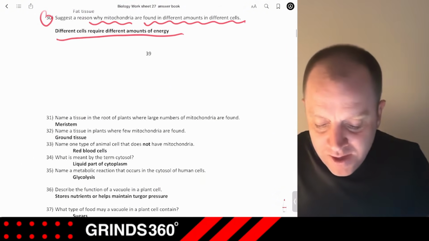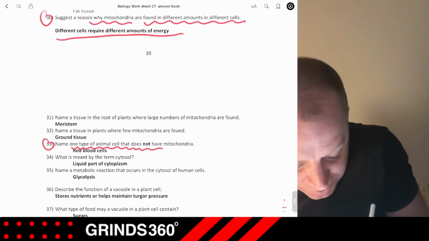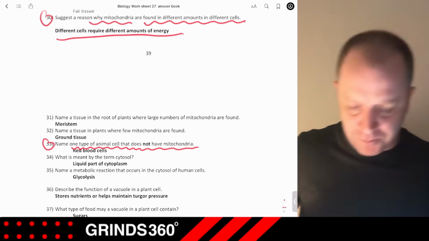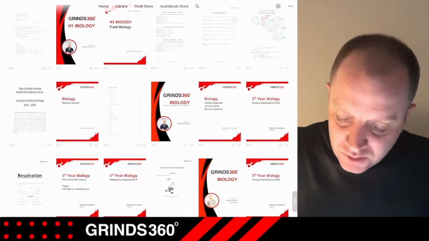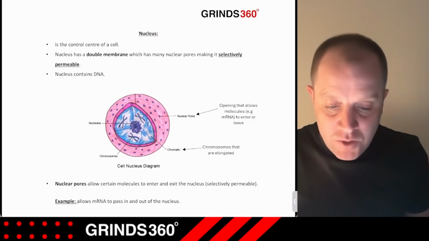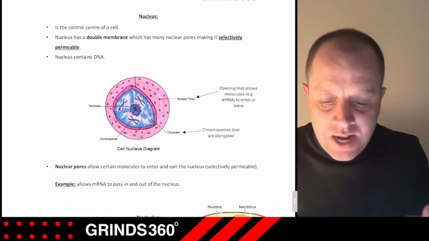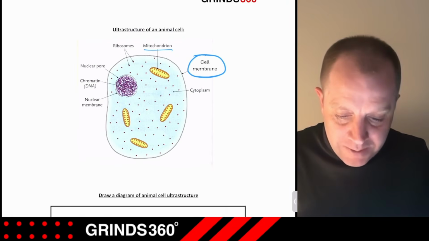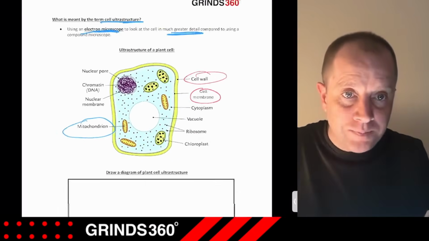Okay, now, if you look at question 33, name 1 type of animal cell that does not have mitochondria. That's not in this chapter, but it's in your blood chapter. Red blood cells don't have mitochondria, and therefore they don't require energy. Now let's go, we've got a couple things left, and then we're done this chapter, and then we're going to have a break. Let's go and look at the nucleus. So the nucleus, of course, is found in animal cells, and the nucleus is found in a plant cell.